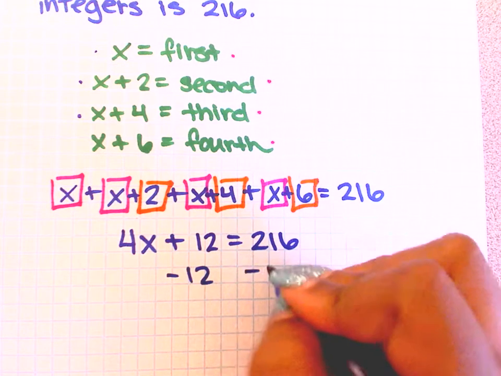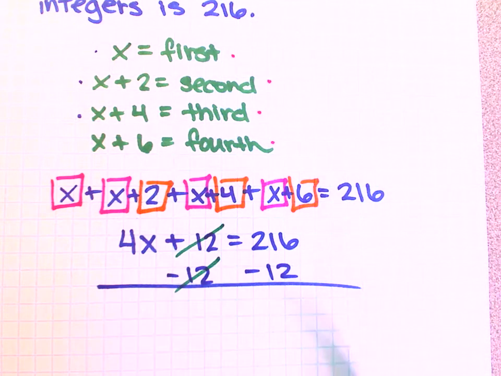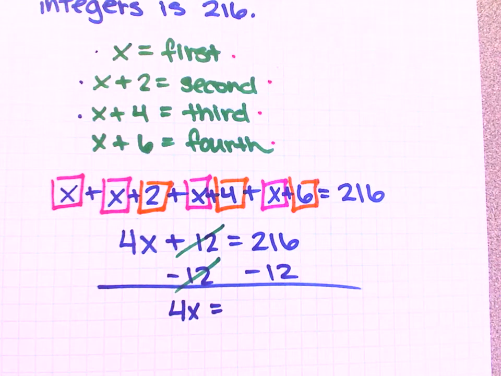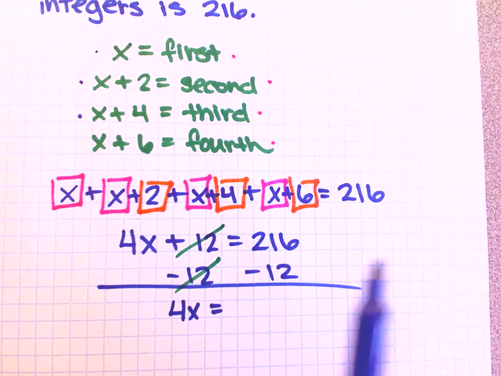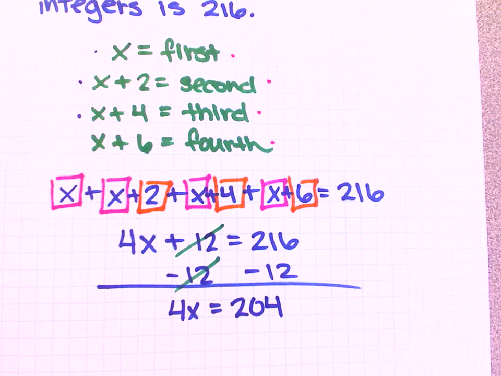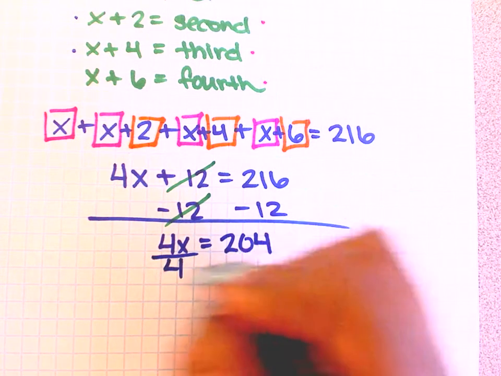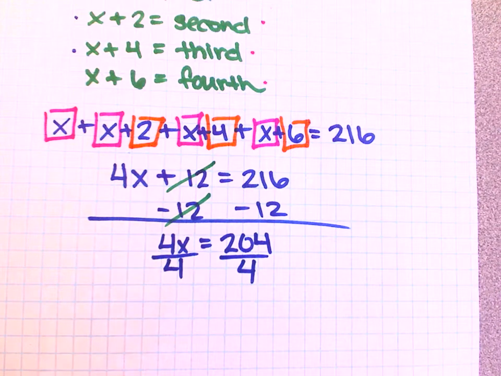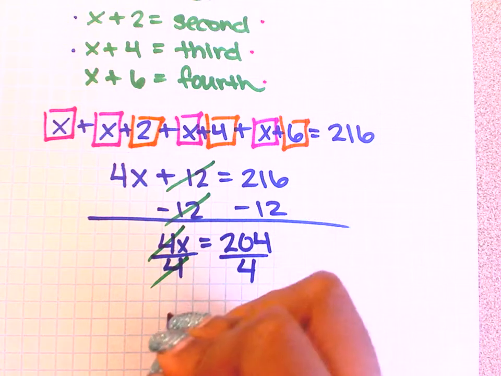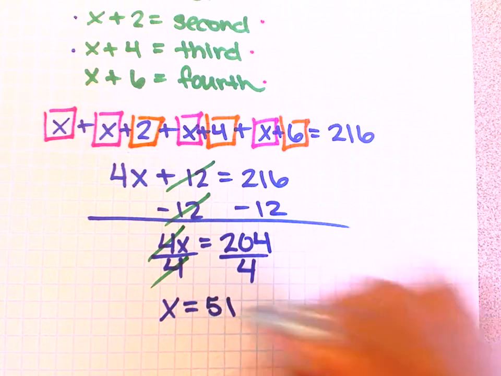Subtract 12 on both sides. My positive and negative 12 cancel each other out. I'm left with 4x to the left of my equal sign. On the right of my equal sign, I have 216 minus 12, which gives me 204. Isolate the variable. Divide by 4 on both sides. My 4 over 4 is going to be 1. We're writing this down with me, everybody. X equals 204 divided by 4 is 51.